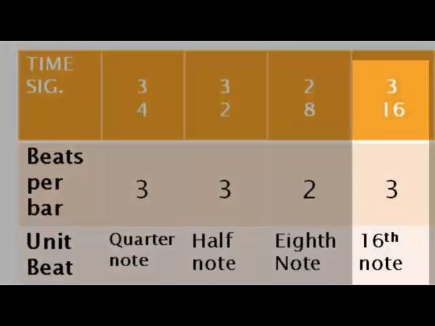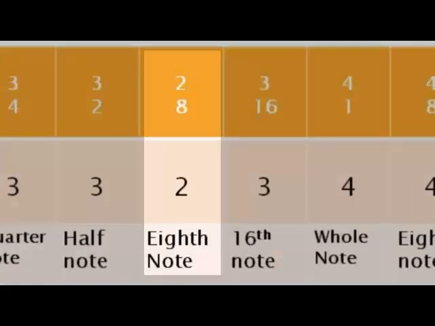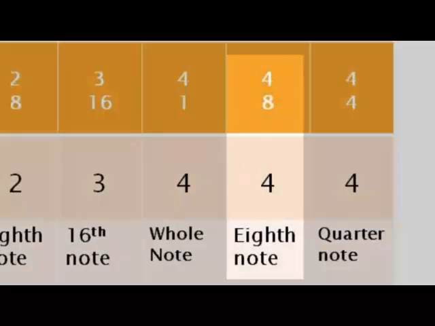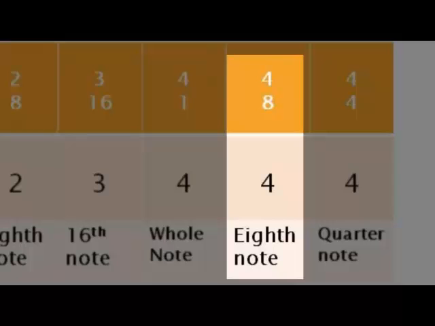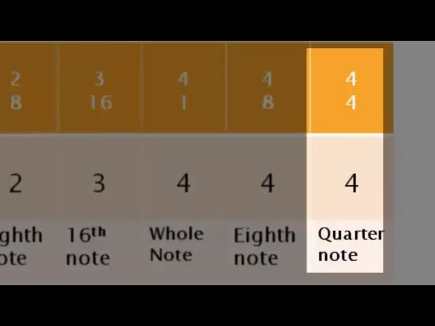3/16 means that there's 3 beats in each measure, and of course the 16th note is getting 1 beat. 4/1 means that there's 4 whole notes in each measure. 4/8 means that there's 4 eighth notes in each measure, and 4/4 means that there are 4 quarter notes in each measure.